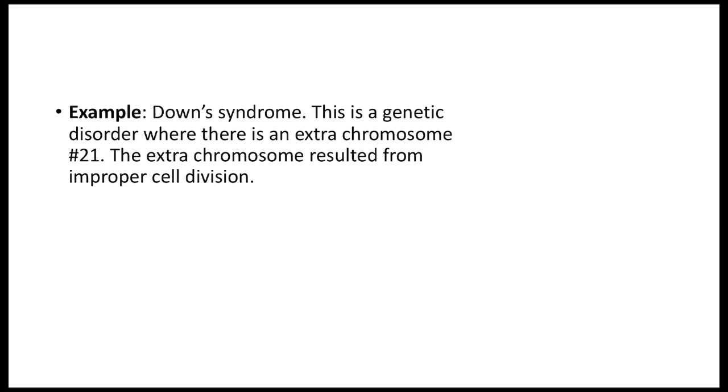So an example of an entire chromosome being added would be Down syndrome, which is a genetic disorder where there is an extra chromosome 21. The official name is trisomy 21. Tri means 3. The extra chromosome is a result of improper cell division. So when chromosomes go to line up along the central line during meiosis and pull apart to opposite sides, they don't get pulled apart properly.